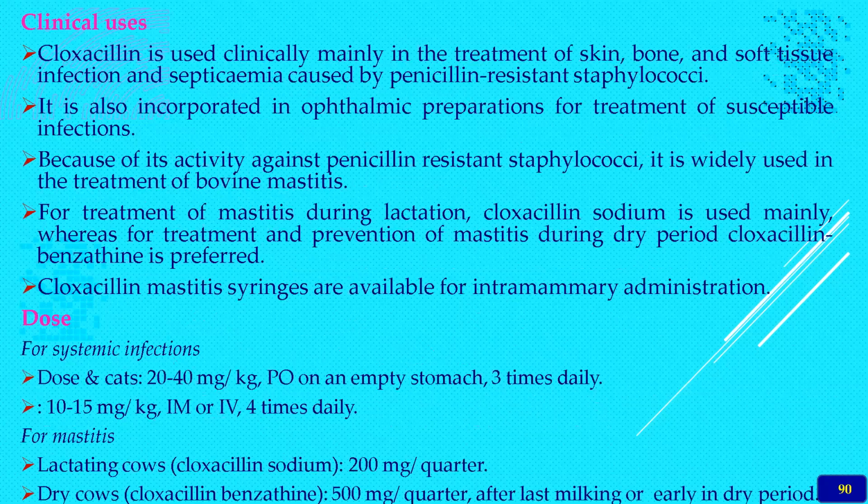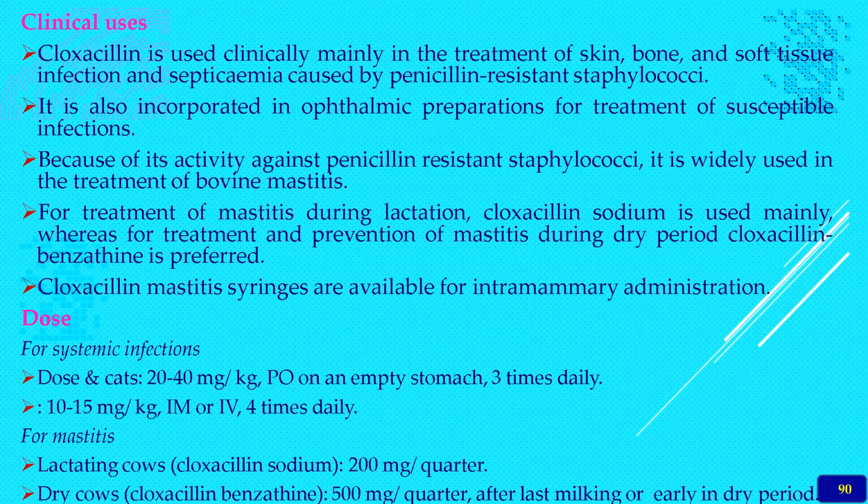In veterinary practice, cloxacillin is used in skin, bone, and soft tissue infections, especially septicemia caused by Staphylococcus, and penicillin resistant Staphylococcus causing mastitis. It is also incorporated in ophthalmic preparations for susceptible microorganisms. It is widely used in bovine mastitis. Of course, resistance has now developed to cloxacillin also.